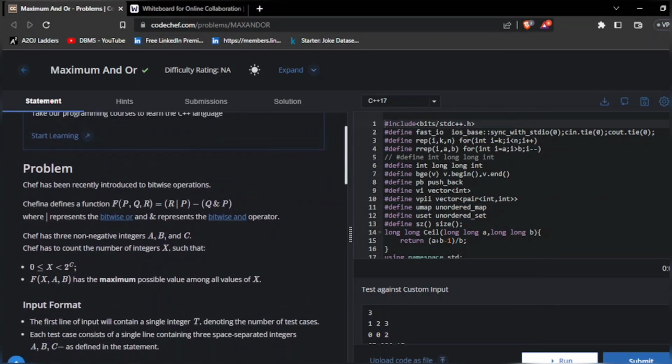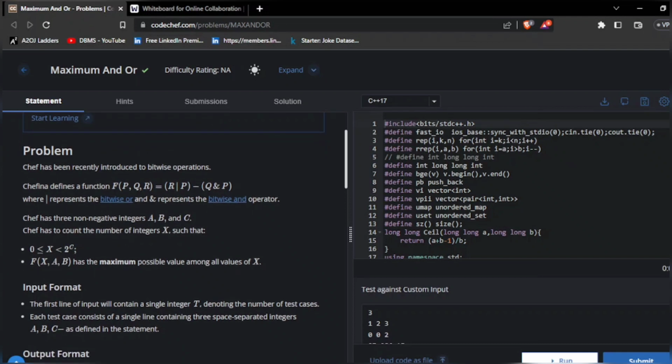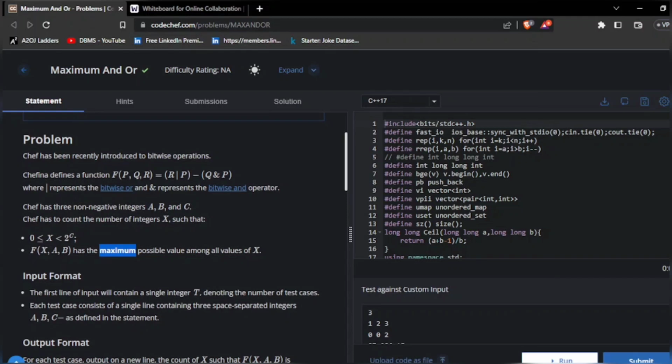This problem from CodeChef Starters states that Chef has been recently introduced to bitwise operators, and Chefina defines the function, which is this. We are given three non-negative integers a, b, and c. Chef has to count the number of integers x such that x is less than or equal to 2 raised to power c, and we have to find the maximum possible value among all the values of x.